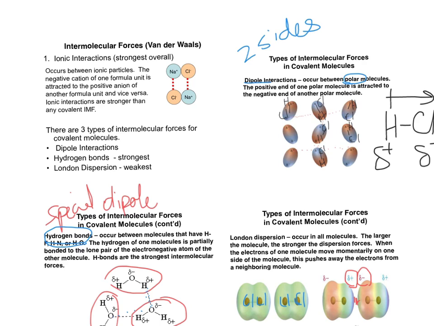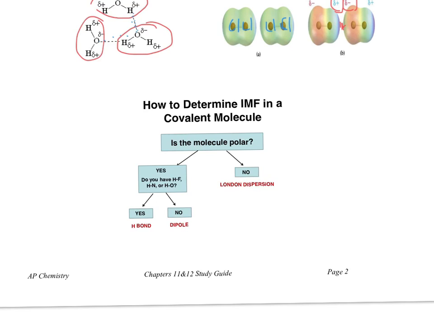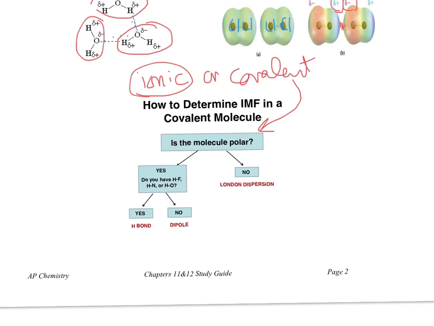So if you're given a molecule or a compound and you want to know what type of intermolecular forces you have, the first thing you would ask yourself, which is actually not in here, is if it's ionic or covalent. And so if it's ionic, then it has ionic interactions. If it's covalent, then you ask yourself, is the molecule polar or not? If it's not, then the only type of intermolecular forces it could have is London dispersion.